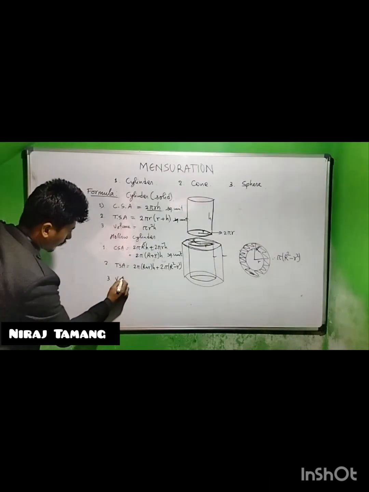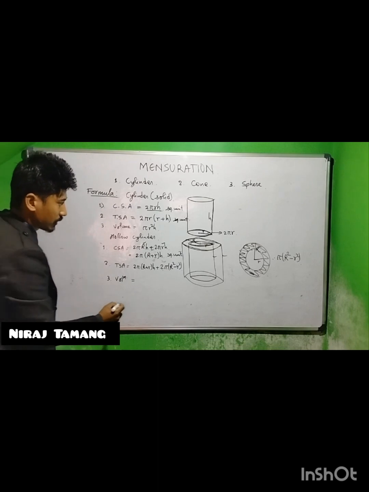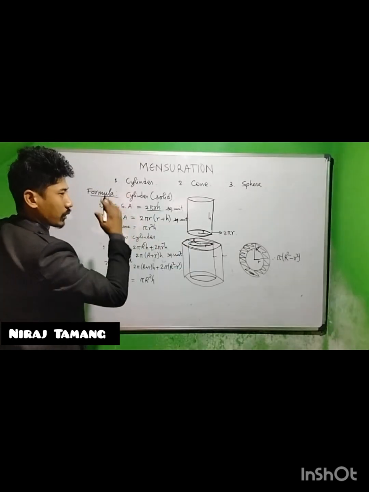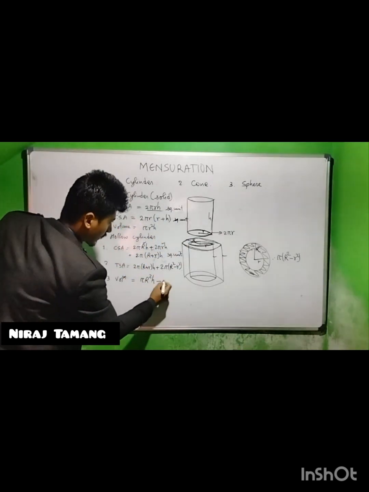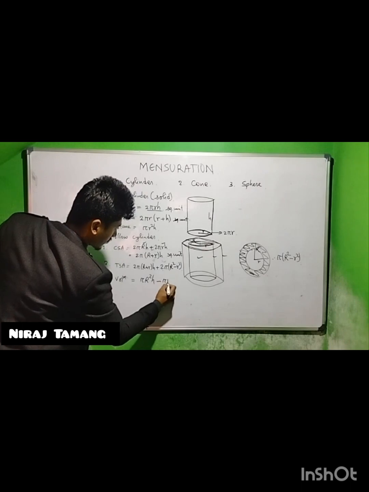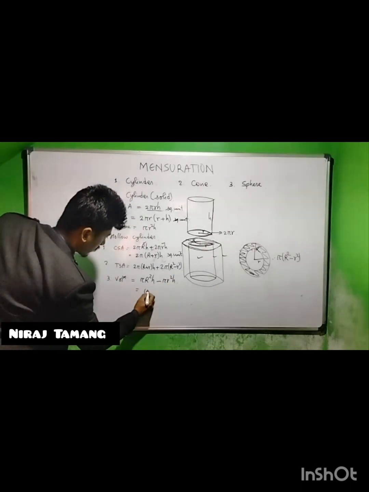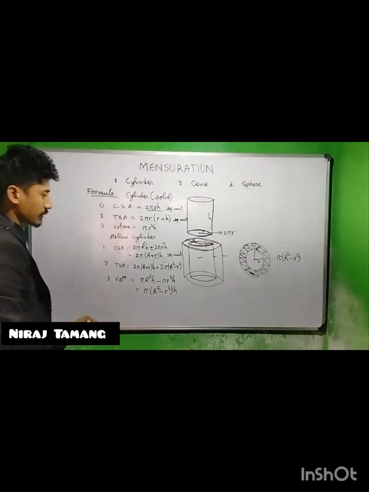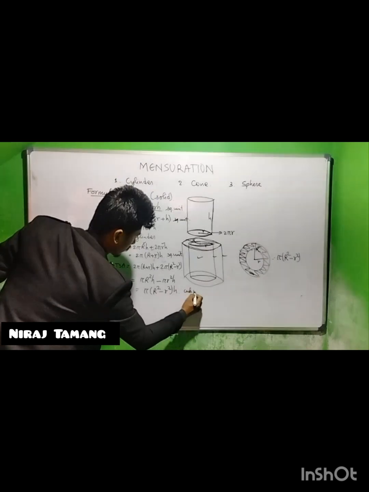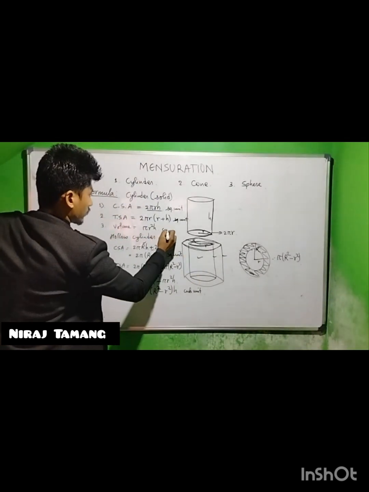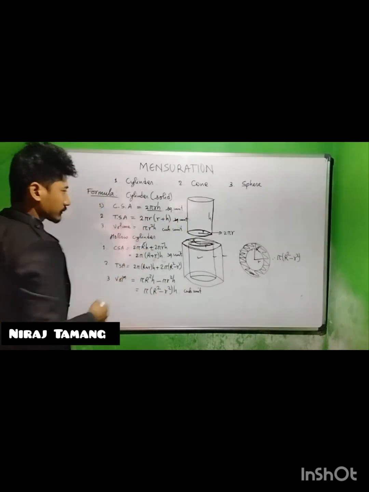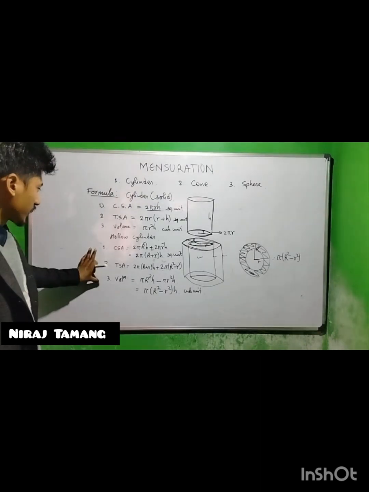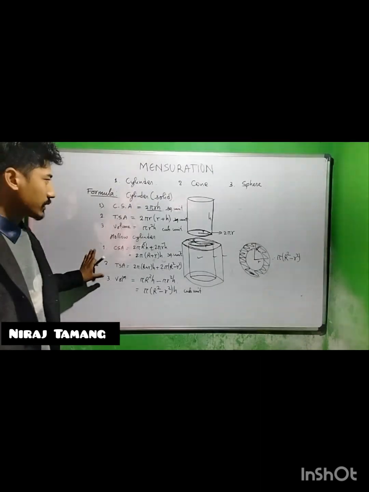Number 3, volume of material. Since its formula pi R square h is for the whole cylinder, we have to subtract the inner volume, that is pi r square h. So in short, we can write pi (R square minus r square) h. So its unit will be cubic unit. For this also the unit is cubic unit. So all these are for cylinders. This part is for solid cylinder and this part is for hollow cylinder.